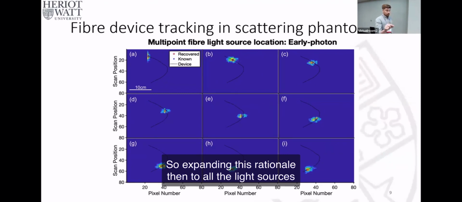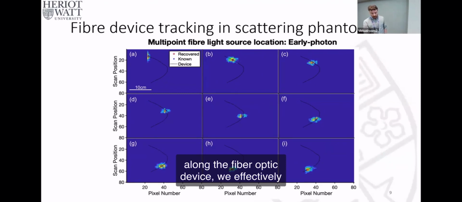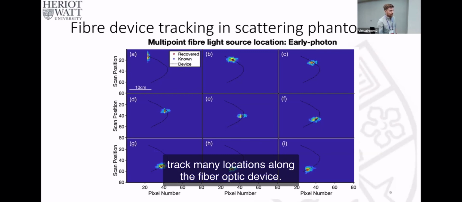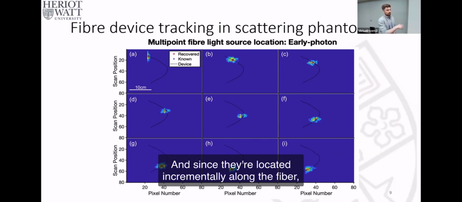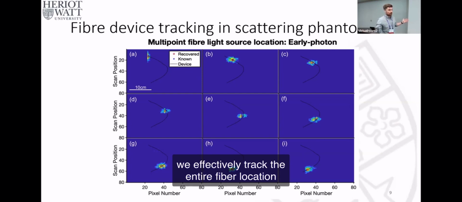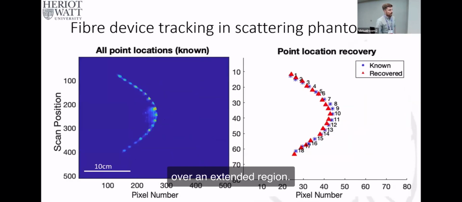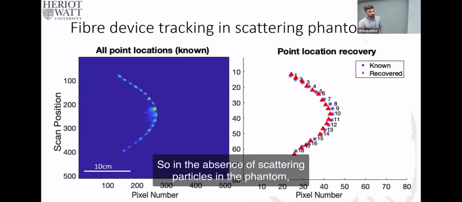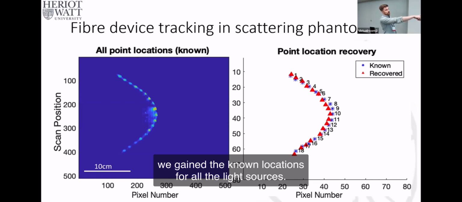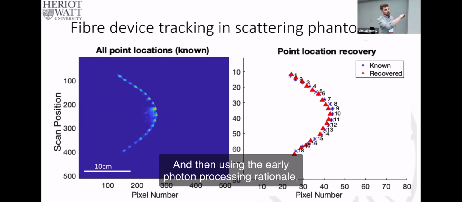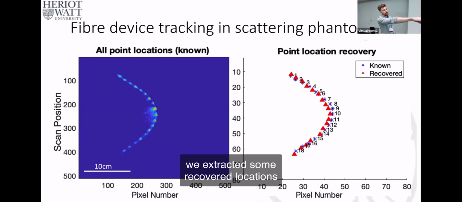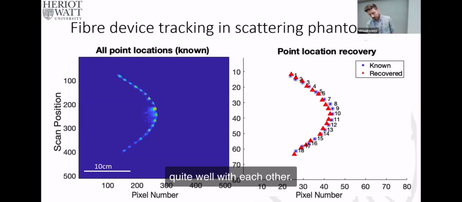So expanding this rationale then to all the light sources along the fiber optic device, we effectively track many locations along the fiber optic device. And since they're located incrementally along the fiber, we effectively track the entire fiber location over an extended region. So in the absence of scattering particles in the phantom, we gained the known locations for all the light sources. And then using the early photon processing rationale, we extracted some recovered locations, and these two were seen to correlate quite well with each other.